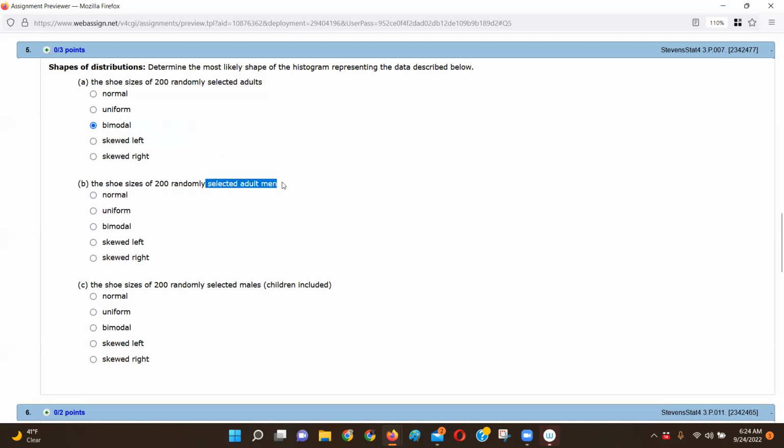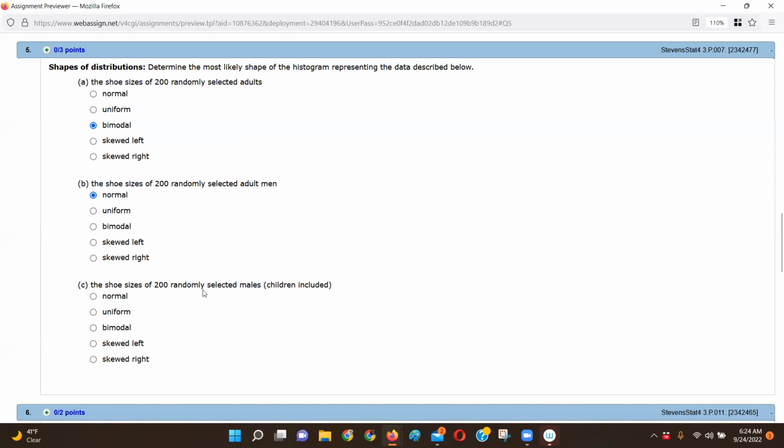Now this is a pretty homogeneous group of people, all adult men. This is a numeric, quantitative variable, so I think this is going to be a normal distribution. Naturally occurring measurements like shoe size, height, length of your foot, weight, those tend to be normally distributed.